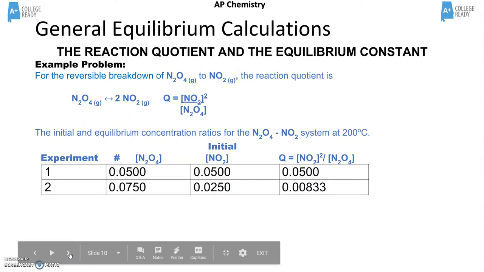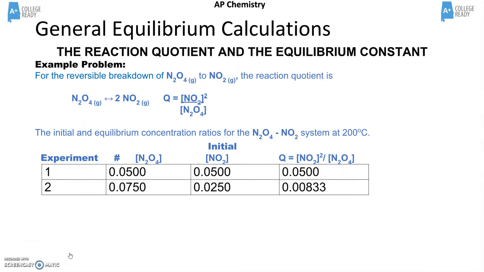So for the reverse reaction that we've been looking at before, dinitrogen tetraoxide now to nitrogen dioxide, here's our reaction quotient. You'll be given some experimental data. So if you notice, you have initial conditions in experiment 1, experiment 2, and there's your Q value.